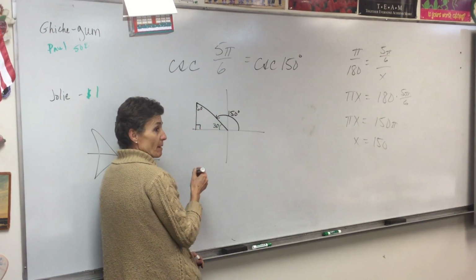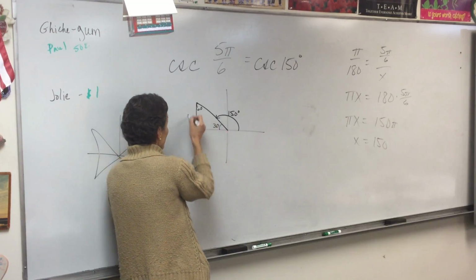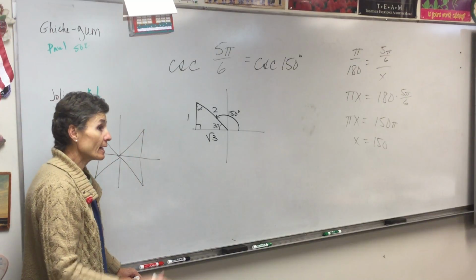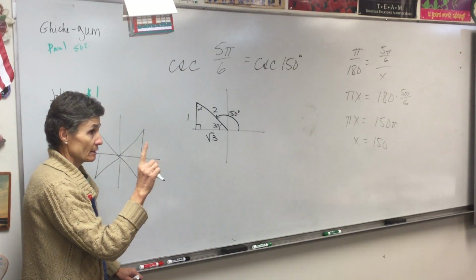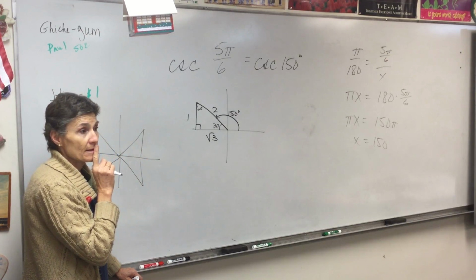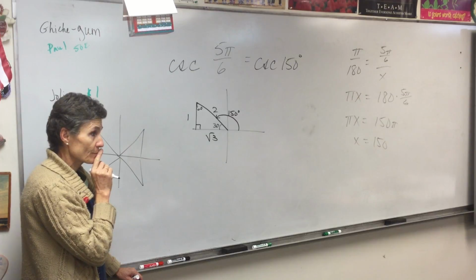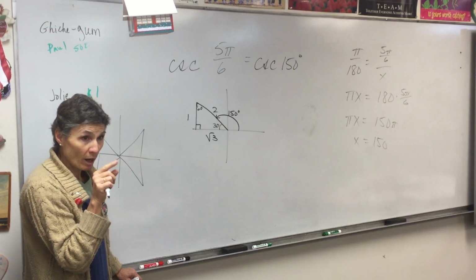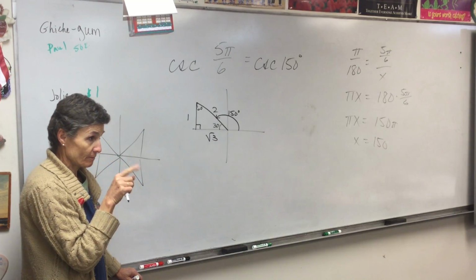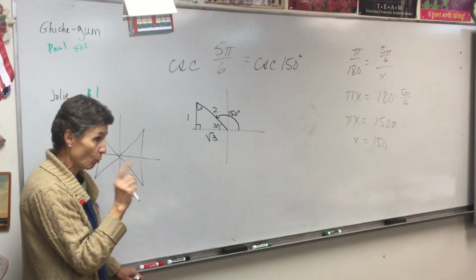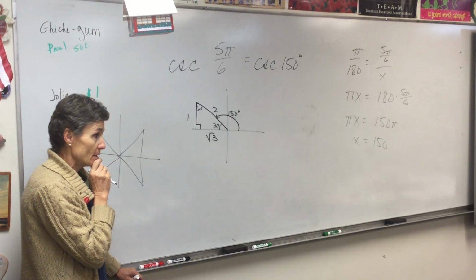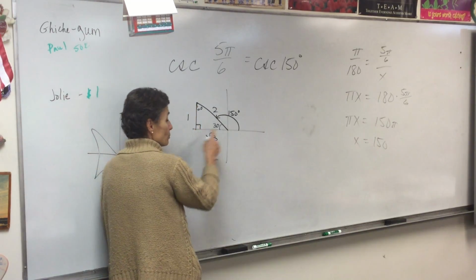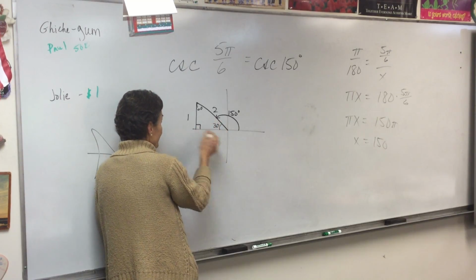Now I can label the sides of my triangle because I memorized those. 1, √3, 2. And then I got to remember, this is the tricky part. Something might be negative. Is anything negative? The √3 is negative. Now, if you aren't in quadrant 1, something will be negative. Okay, let's just stop right there. If you are not in quadrant 1, something is going to be negative. Now, what's negative depends on which quadrant you're in. In quadrant 2, which is where we are, x is negative.